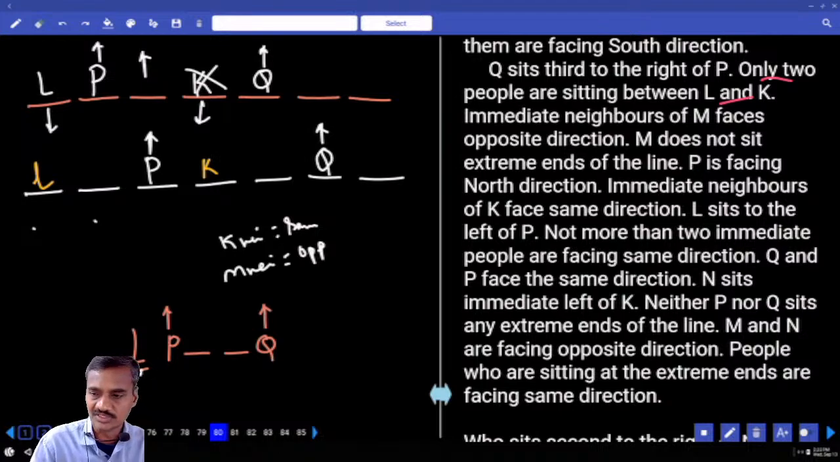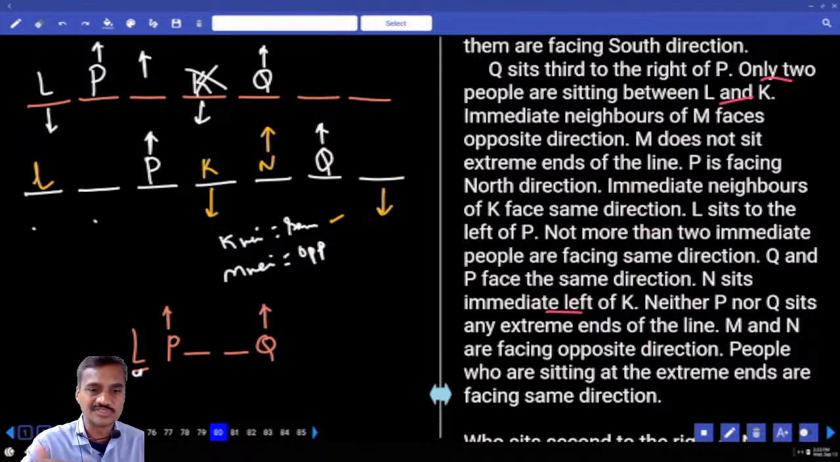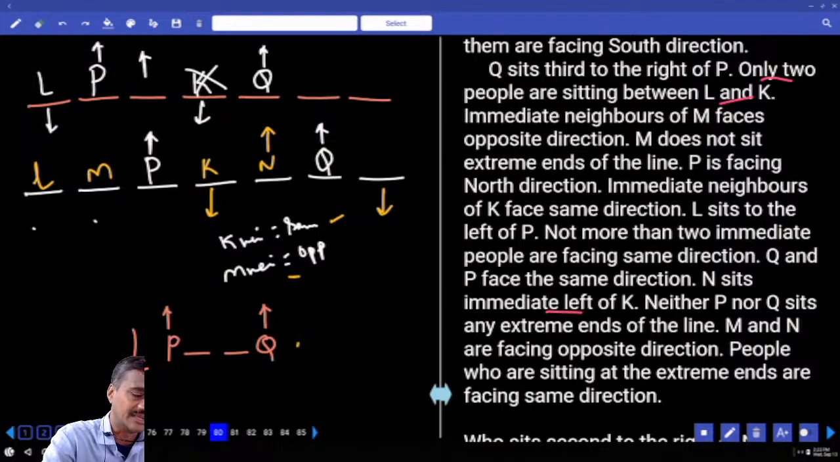Now K is here, then N sits to the immediate left of K, so N must be here. Immediate left hand side means K must be facing towards south. And K's neighbors are facing the same direction, N is also facing north. And if N is north, this must be south because not more than two seated together are facing the same direction. Then L, P and Q, M's neighbors are opposite. Now M must be here, neighbors are opposite and this person must be facing south.